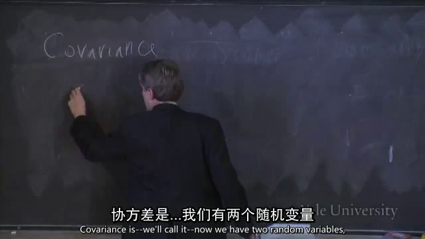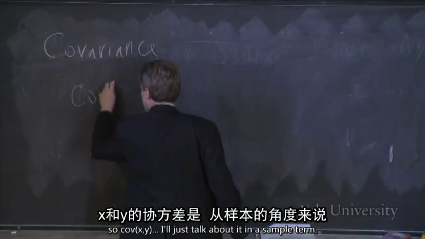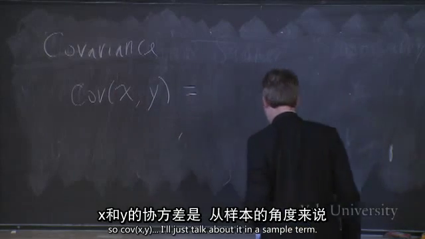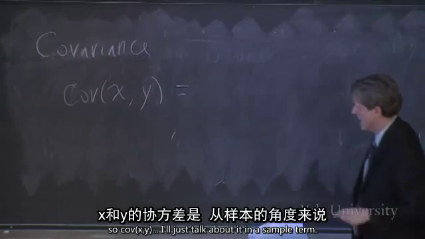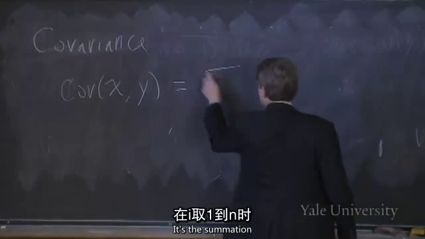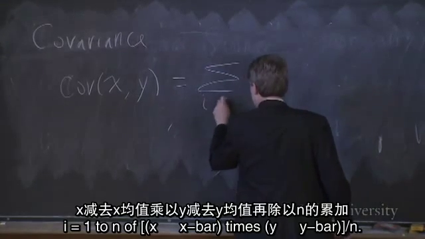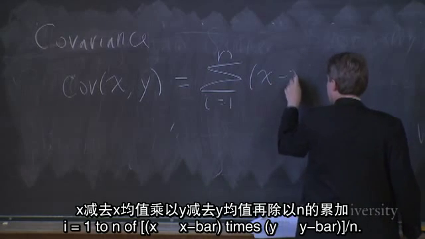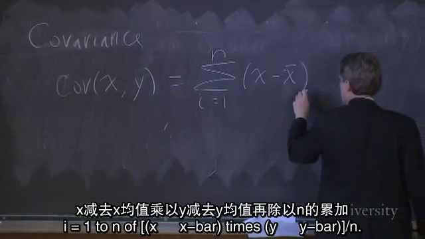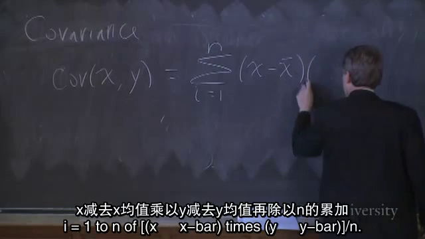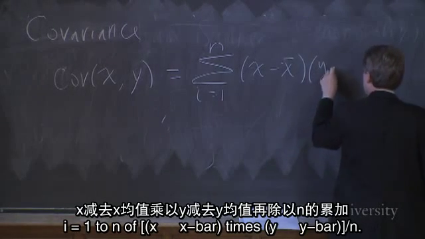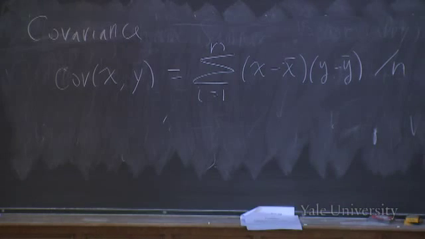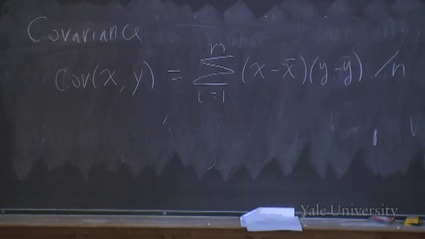We'll call it. Now we have two random variables. So the covariance of x and y, I'll just talk about it in sample terms. It's the summation, i equals 1 to n, of x minus x bar times y minus y bar, all over n. Okay?